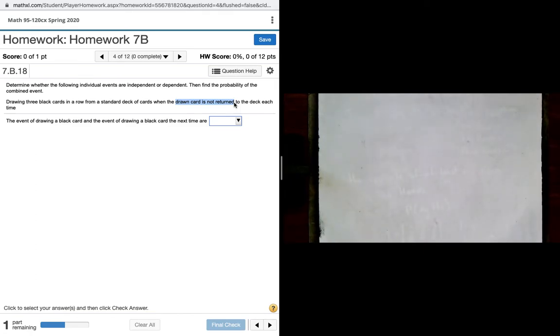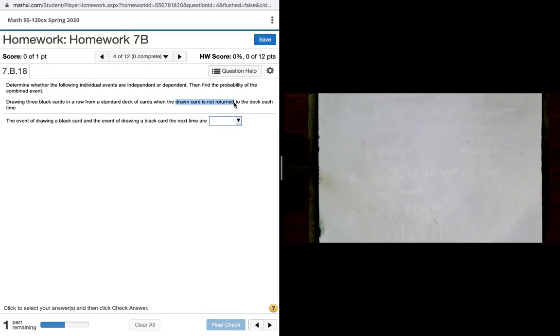In the beginning, when we draw that first card, there are 52 cards to choose from. But when I draw the second time, because I'm not putting the card back in the deck, I only have 51 cards to choose from. And the third time, I will only have 50 cards to choose from. So, are these events independent? Turns out, no. These events are dependent because the outcome of one is going to affect the outcome of another.